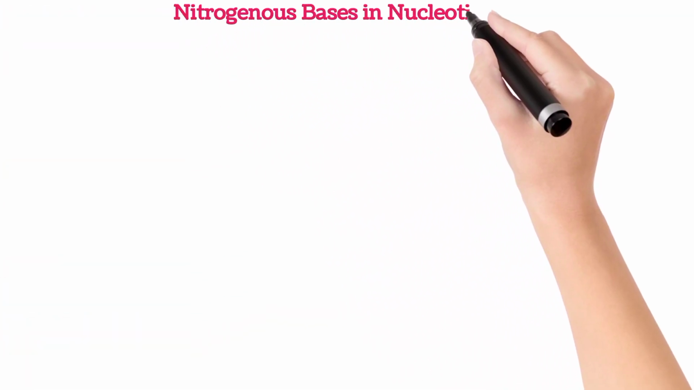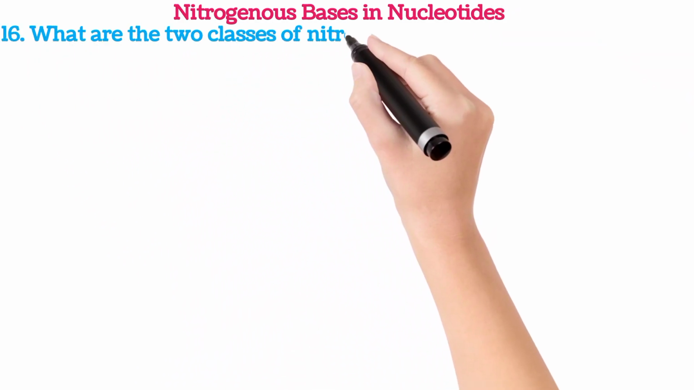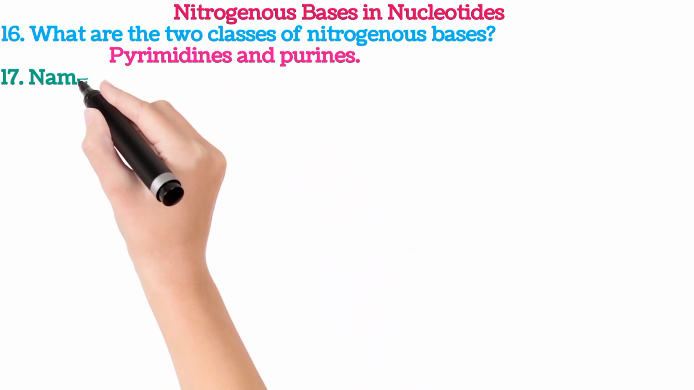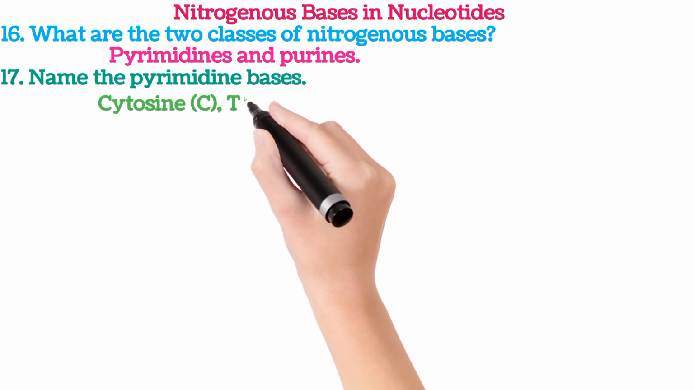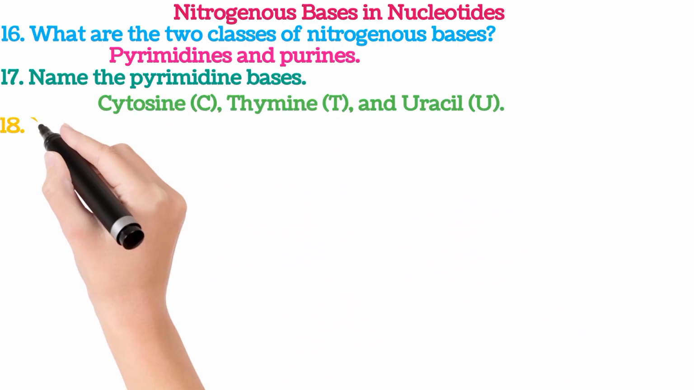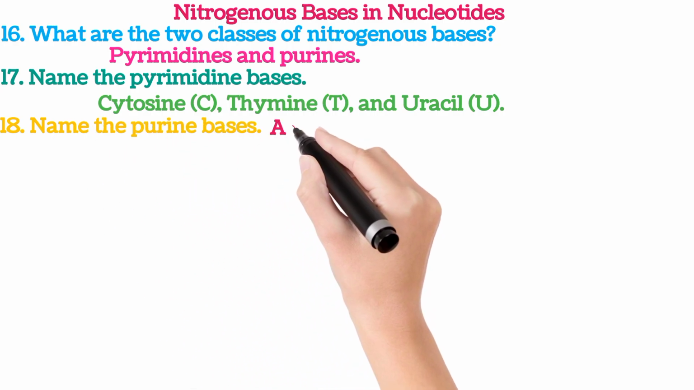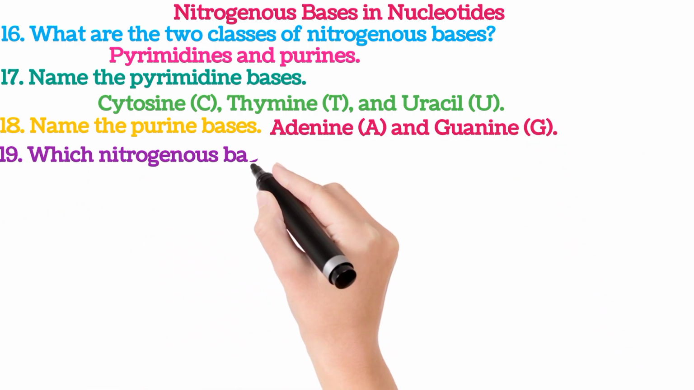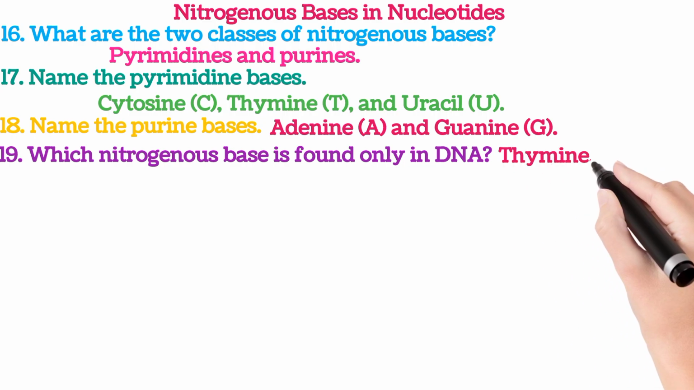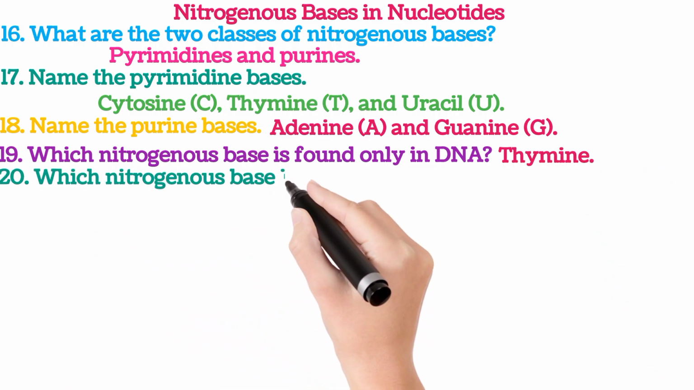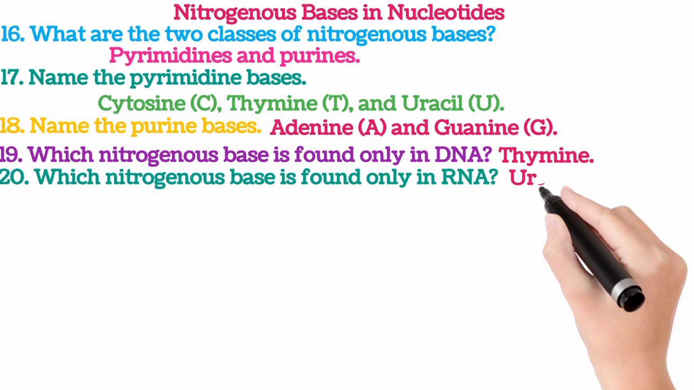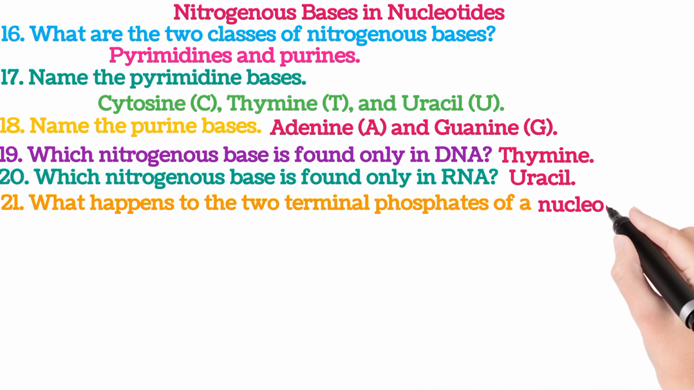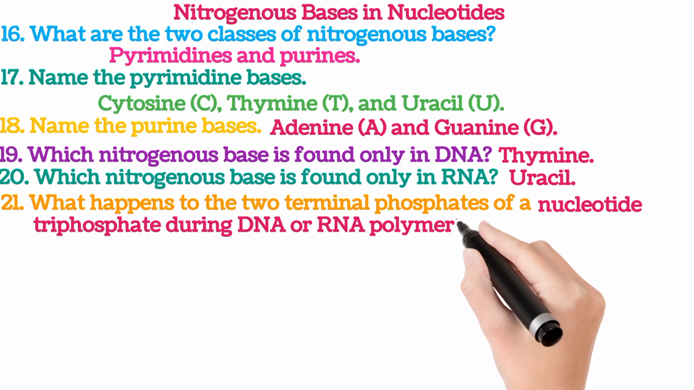Nitrogenous bases in nucleotides. 16. What are the two classes of nitrogenous bases? Pyrimidines and purines. 17. Name the pyrimidine bases. Cytosine, C, thymine, T, and uracil, U. 18. Name the purine bases. Adenine, A, and guanine, G. 19. Which nitrogenous base is found only in DNA? Thymine. 20. Which nitrogenous base is found only in RNA? Uracil. 21. What happens to the two terminal phosphates of a nucleotide triphosphate during DNA or RNA polymerization?